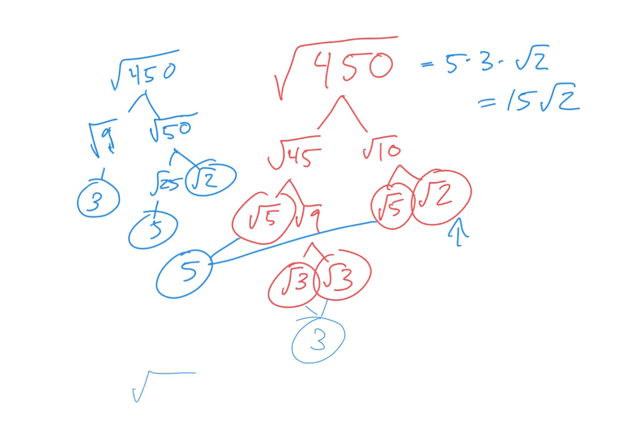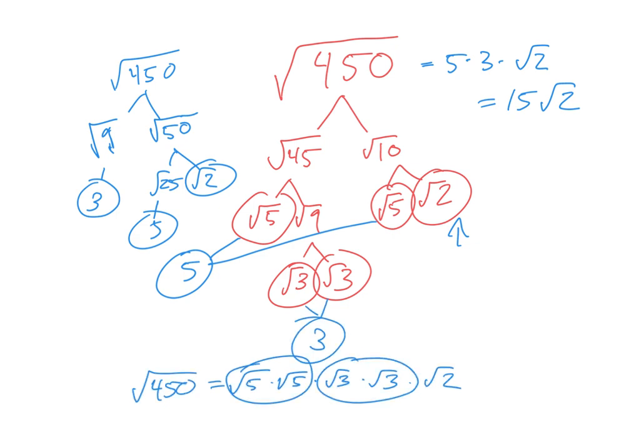Because again, ultimately what we did is we broke that 450 into the square root of 5 times the square root of 5 times the square root of 3 times the square root of 3 times the square root of 2. 5, 3, 2. A lot of different ways of thinking through that question.